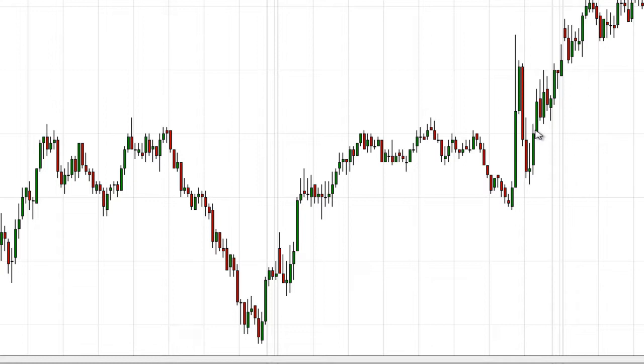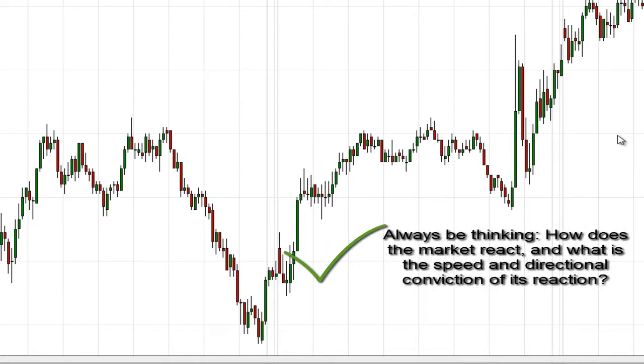You see what usually happens, right? And you look for the times when the common does not happen. That gives you great information. But also you just watch to see what happens at the key reference areas. How does the market react, and what is the speed and conviction in which it reacts?